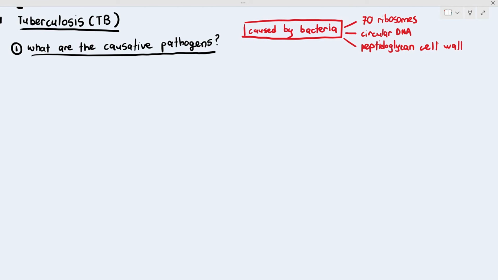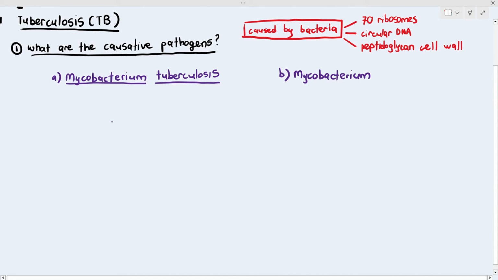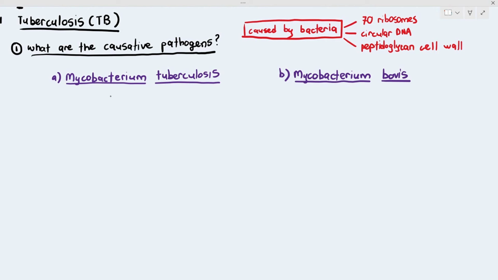The thing about TB is two types of pathogens may cause tuberculosis. And the two pathogens are as follows: Mycobacterium tuberculosis or Mycobacterium bovis. If a question asks you in the exam, like name the pathogen that causes TB, if they just ask you for one, either one is fine. Okay. However, what we have to understand is, how does TB spread? Because the way TB spreads through Mycobacterium tuberculosis and Mycobacterium bovis are quite different.